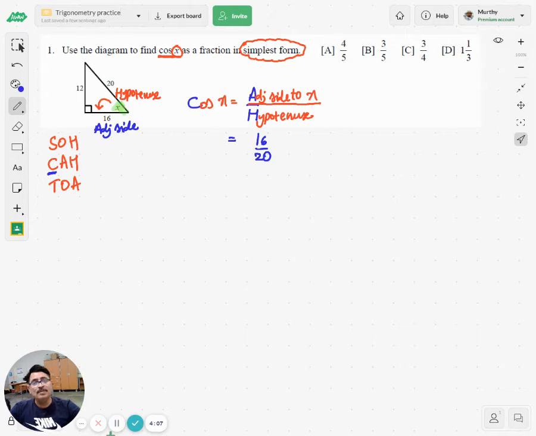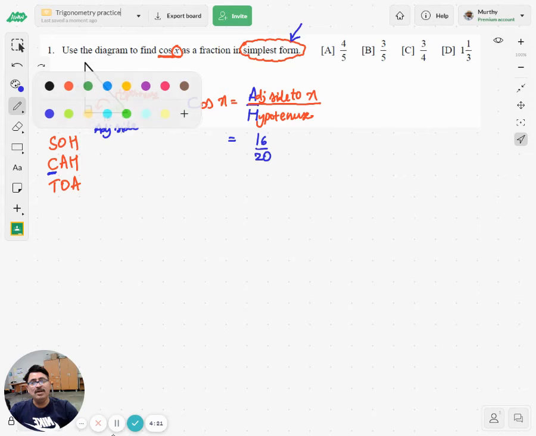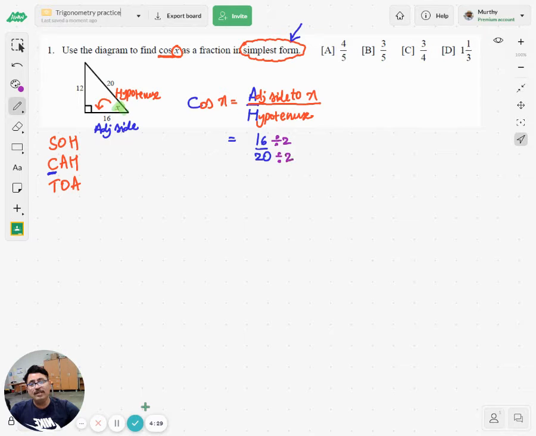Now, what does simplest form mean? I see that 16 and 20 are divisible by some number. Can you divide 16 and 20 by any number? Obviously yes. I can divide both by 2. Then if I divide, what will I get? 16 divided by 2 gives me 8, and 20 divided by 2 gives me 10.